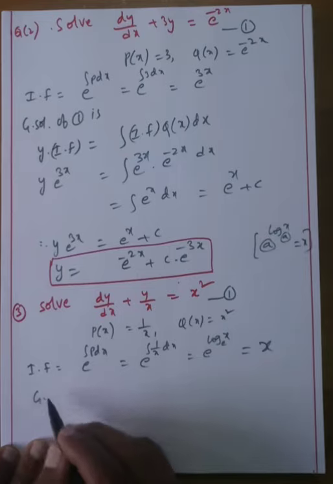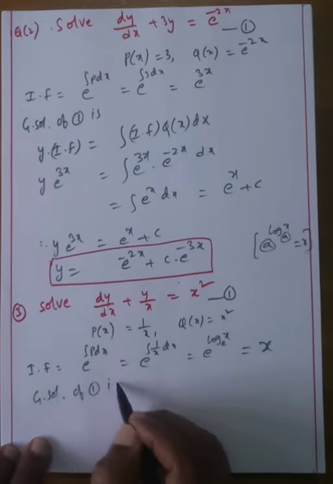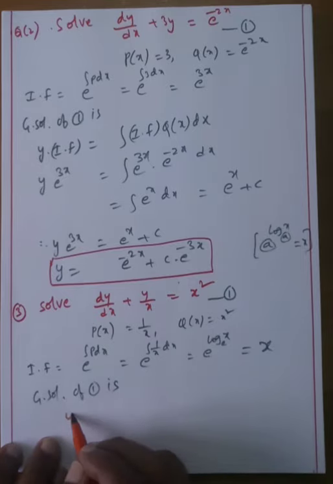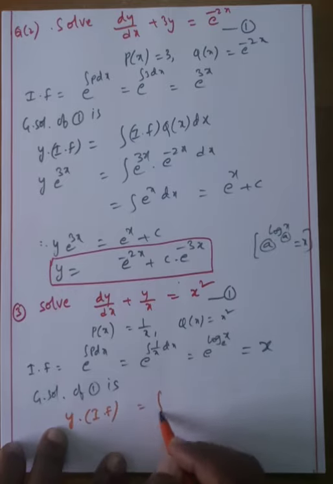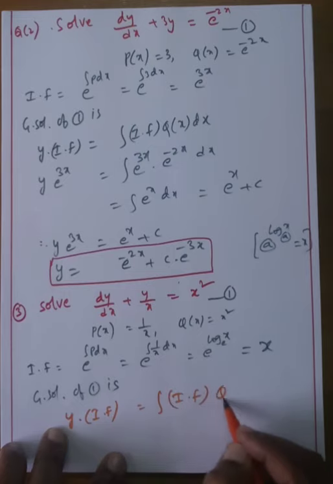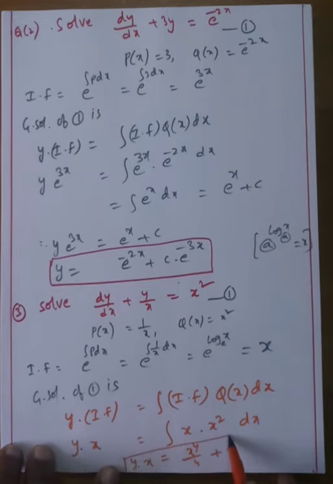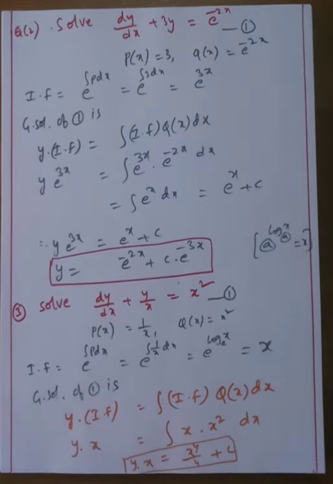Now write the general solution. The general solution of 1 is: dependent variable y into integrating factor is equal to integrating factor into Q of x dx. Y into integrating factor x is equal to integral of x into x square dx, that is x cube, integration gives x power 4 by 4 plus c. Y into x is equal to this. In this way we will complete the problems, my dear students.